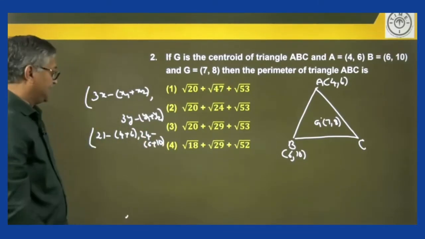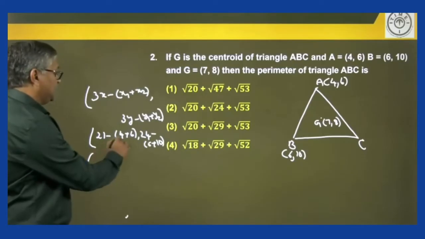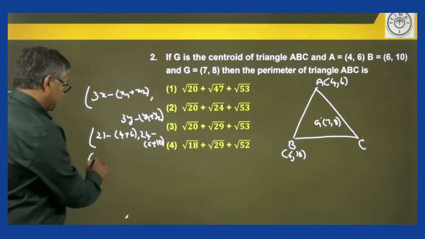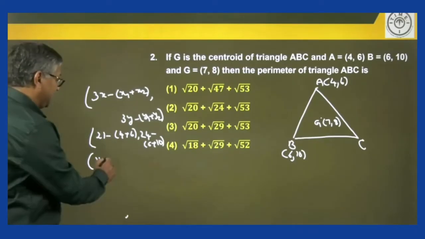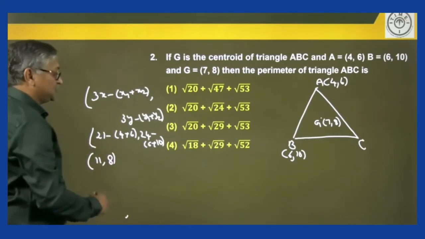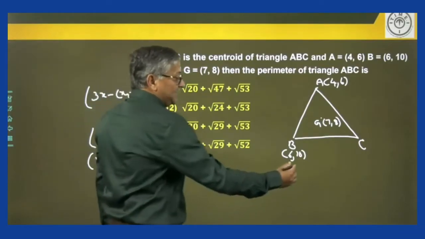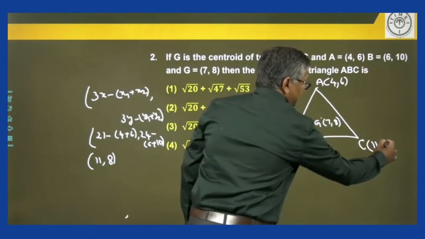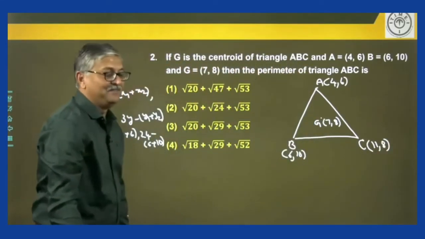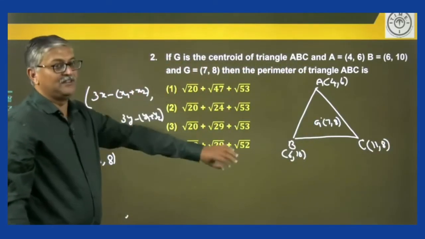6 plus 10. So, what is its value? It is 21 minus 10, it is 11. What is this value? 24 minus 16, it is 8. So, what is the third vertex? The third vertex is 11, 8. This is the third vertex. Now, we know all the three vertices.